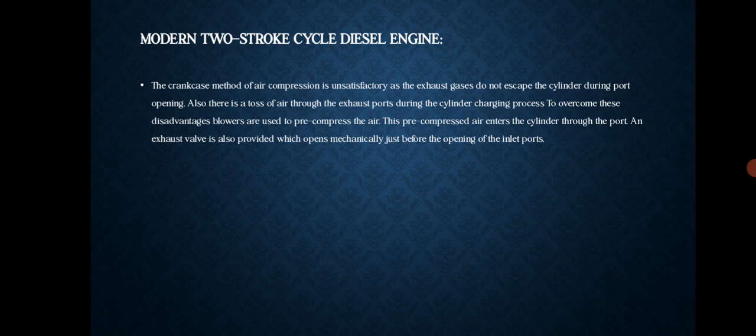Modern two-stroke cycle engine. The crankcase method of air compression is unsatisfactory as the exhaust gases do not escape from the cylinder during port opening. Also, there is a loss of air through the exhaust port during the cylinder charging process. To overcome these disadvantages, blowers are used to pre-compress the air. This pre-compressed air enters the cylinder through the port. An exhaust valve is also provided which opens mechanically just before the opening of the inlet ports.